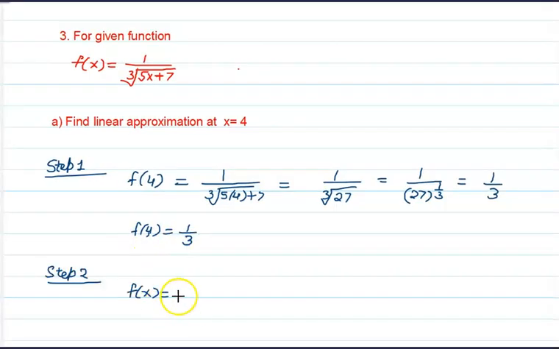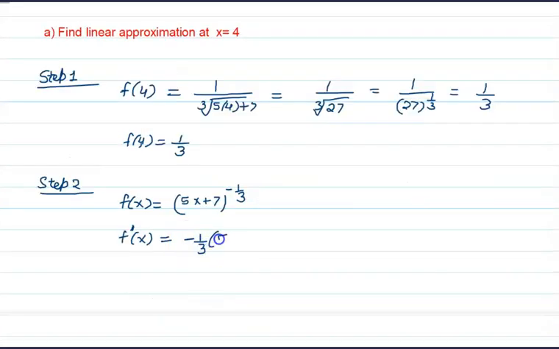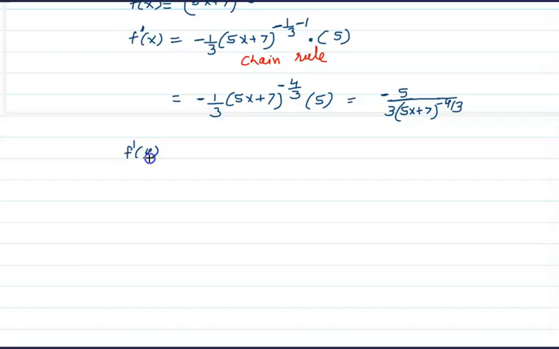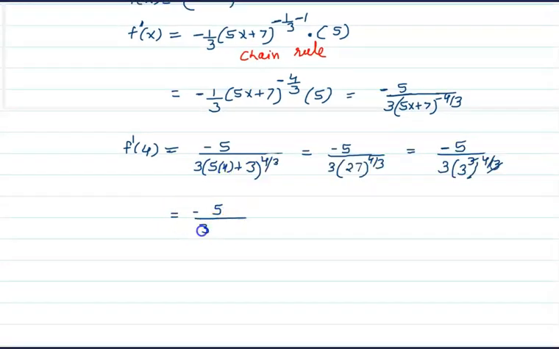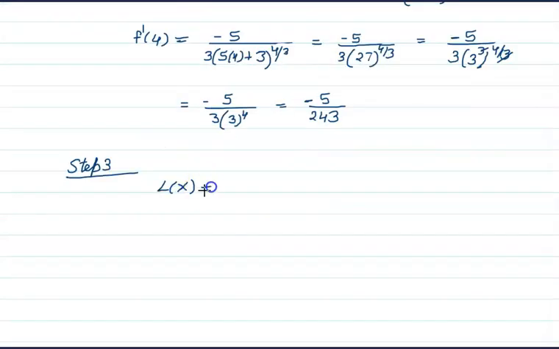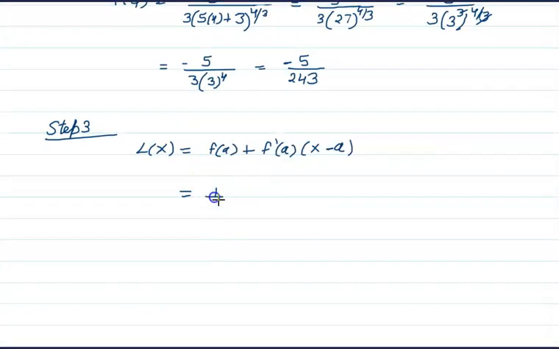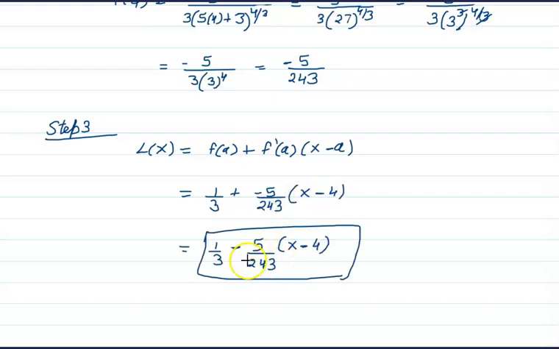For the second step, we find the derivative of the function, but before that we need to rewrite this function in terms of exponents, and then we find the derivative using the chain rule. First we apply the power rule. Then we find the value of this derivative at x equals 4, which is the point of approximation. So we just replace x with 4 and simplify. For the next step, we write the equation for approximation. So this is the equation of approximation for the given function at x equals 4.